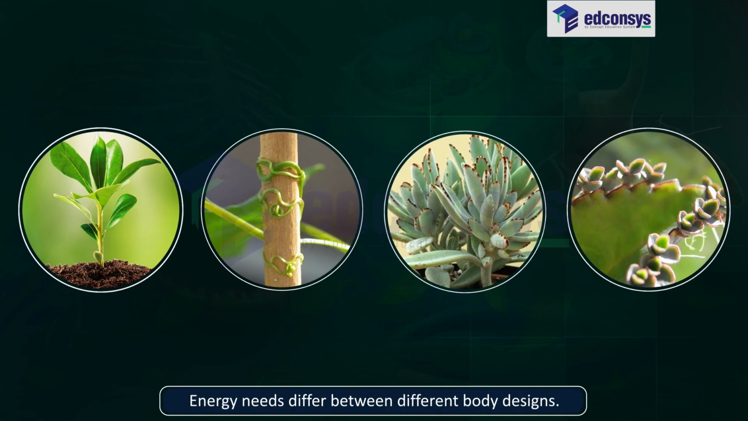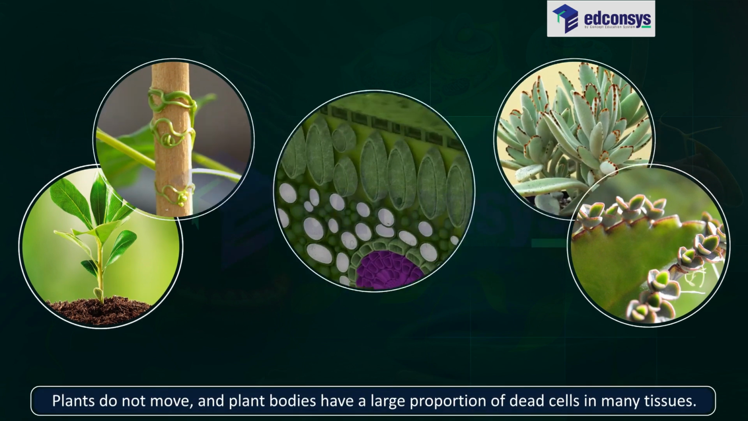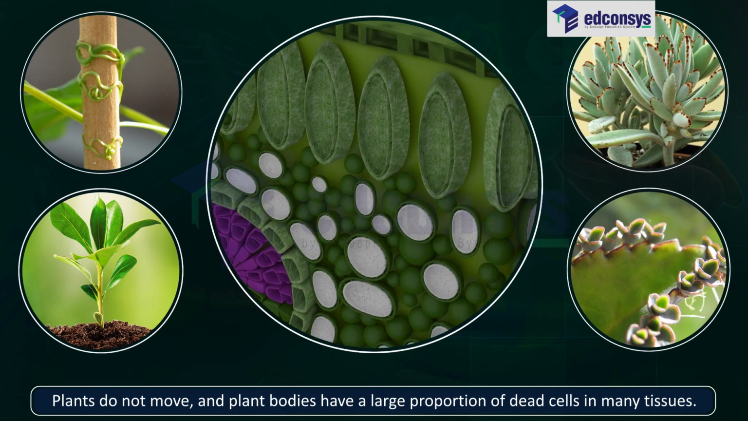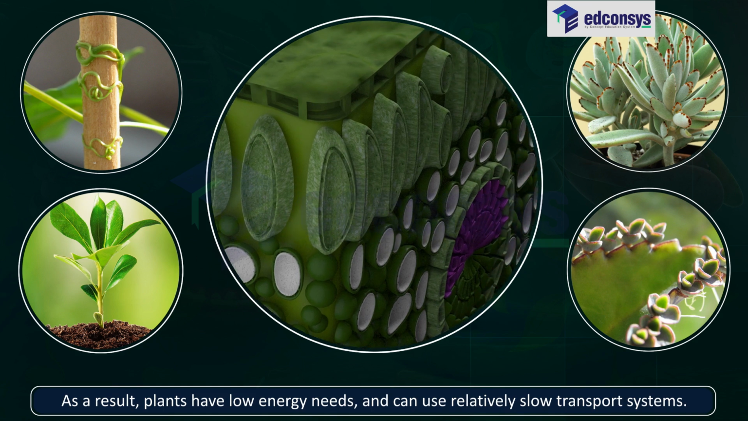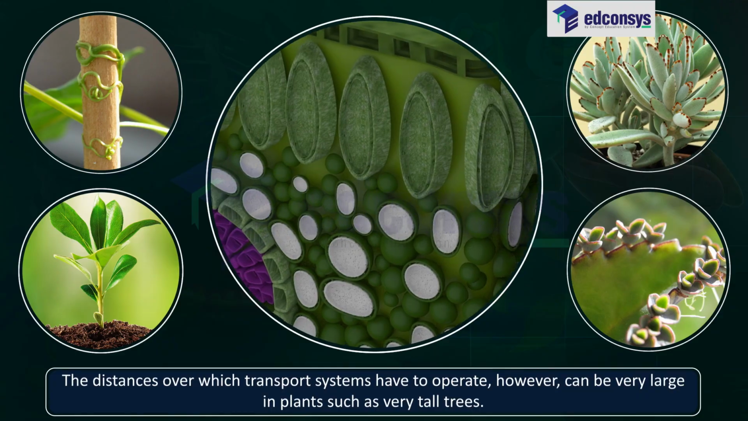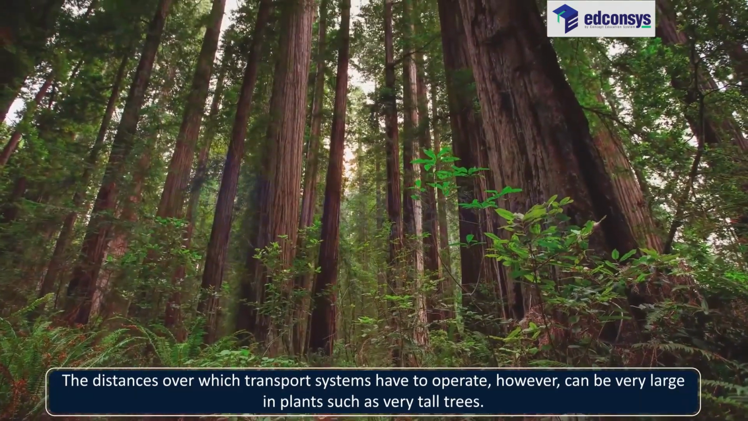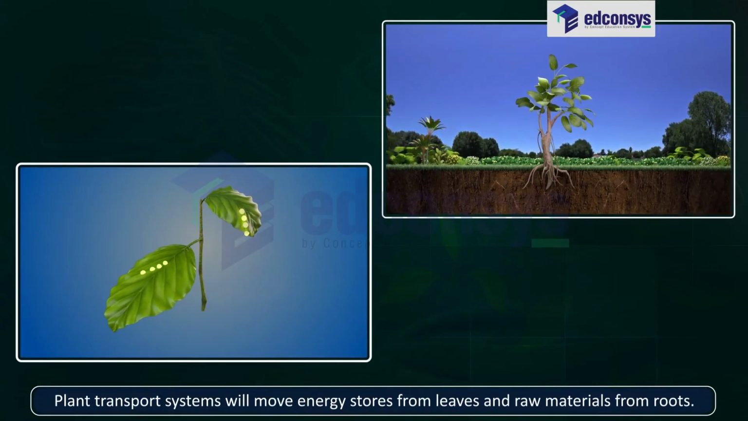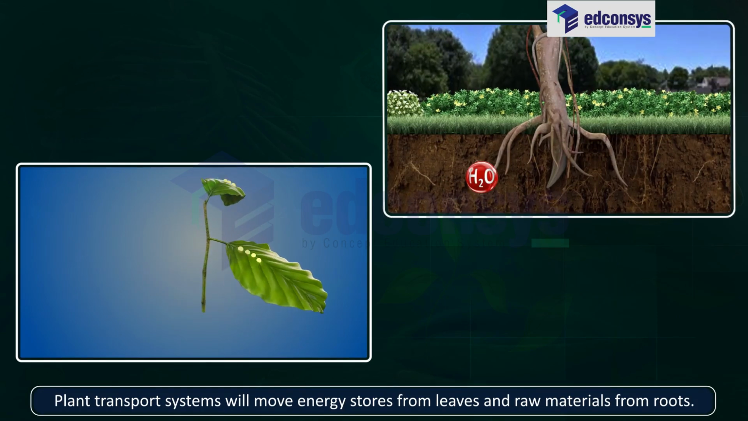Energy needs differ between different body designs. Plants do not move, and plant bodies have a large proportion of dead cells in many tissues. As a result, plants have low energy needs and can use relatively slow transport systems. The distances over which transport systems have to operate, however, can be very large in plants, such as very tall trees. Plant transport systems will move energy stores from leaves and raw materials from roots.